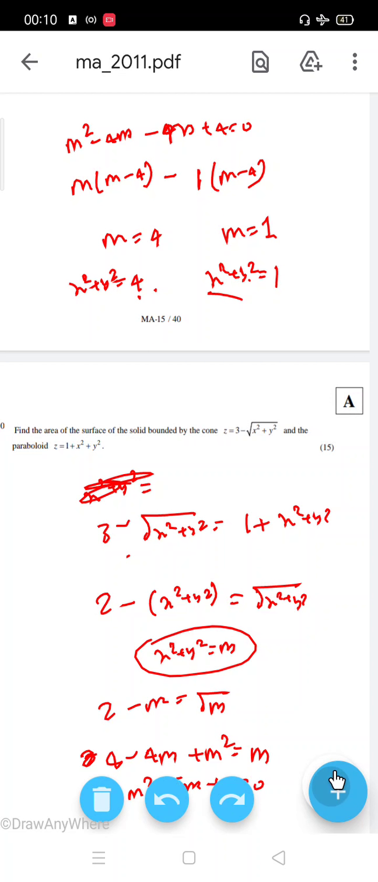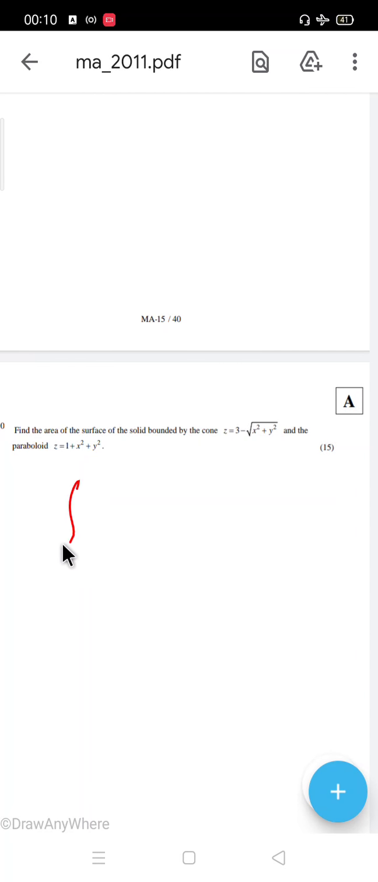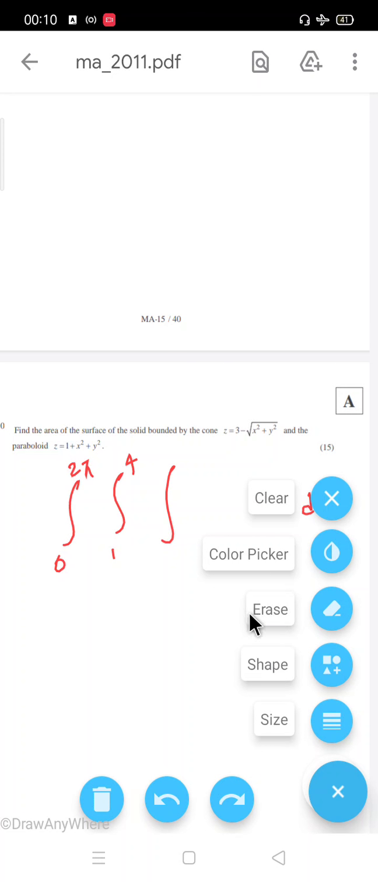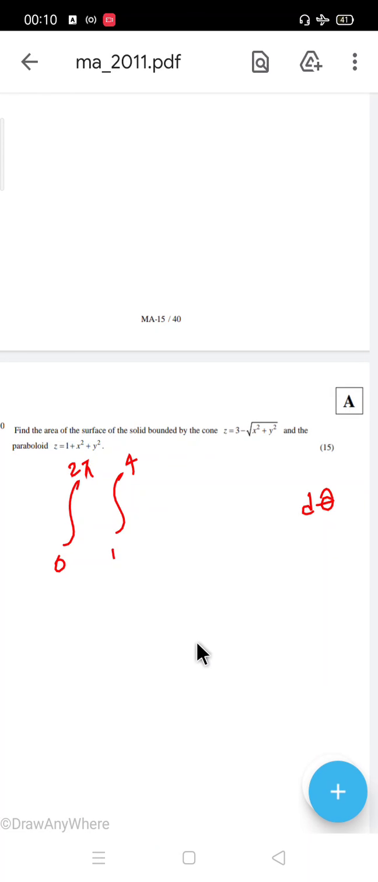That's it, you're done. So now you just need to put 0 to 2 pi, that is d theta. Radius is 1 to 2, yeah, so this is radius. And what next? Z. Z you already know, so I don't have to do that. You just take the subtraction because you wanted to find the area of surface. Then this will be 3 minus root of r square minus 1 minus r square.